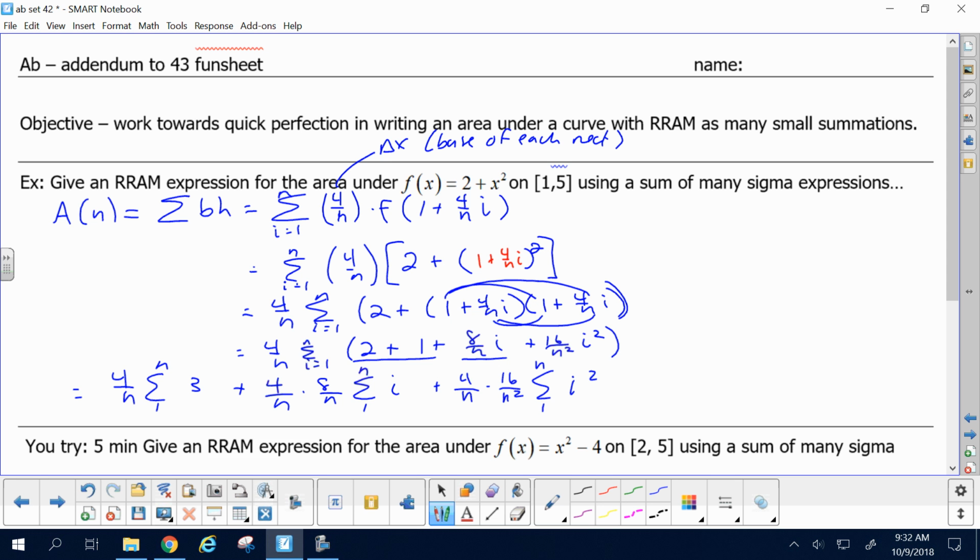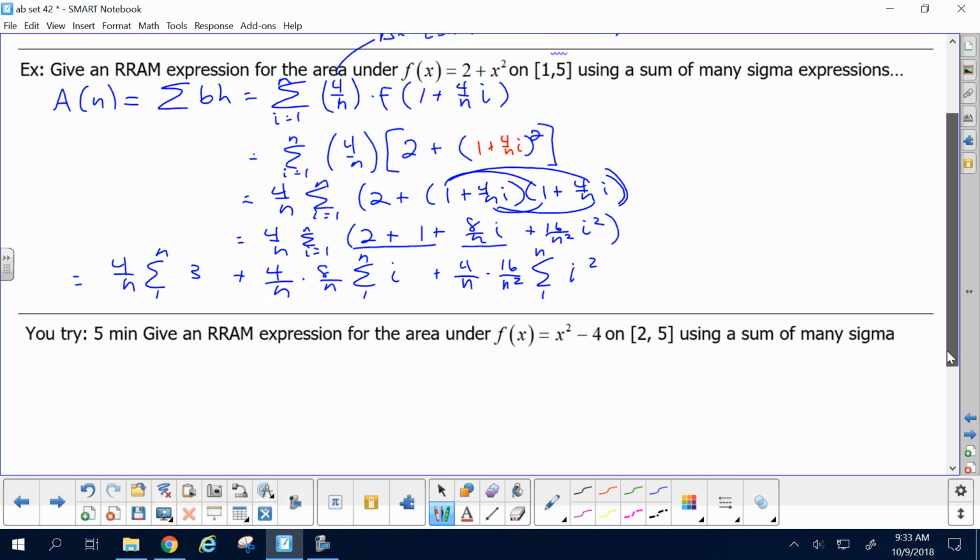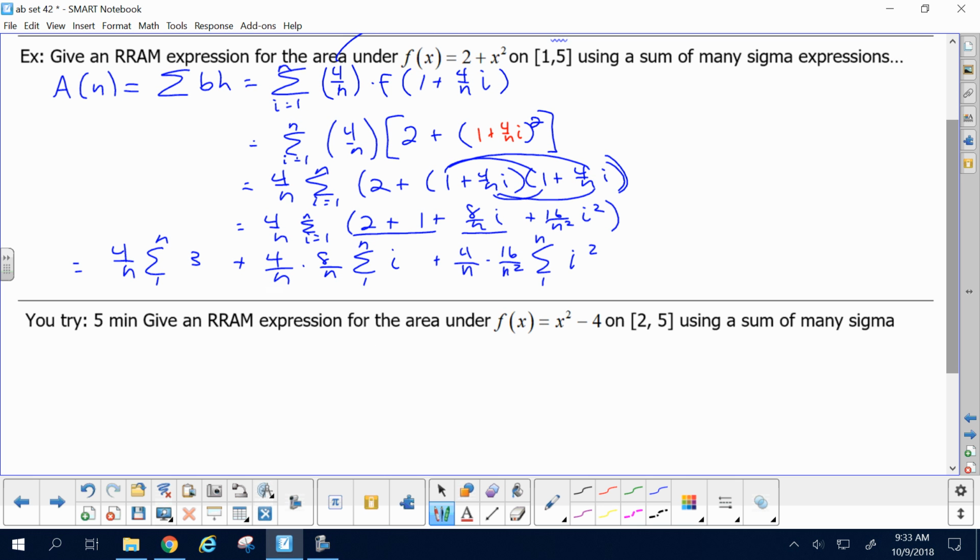Tomorrow we'll take that just a little bit further. Boom, home free, okay? Home free being perfect area by taking infinitely many rectangles tomorrow. For now, what I want you to do is get to this step, a blown up summation. So, would you try that one?